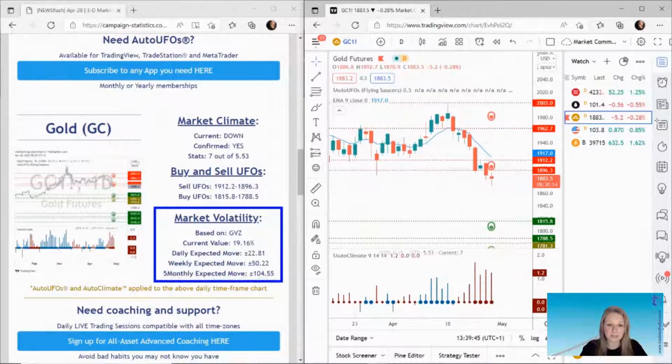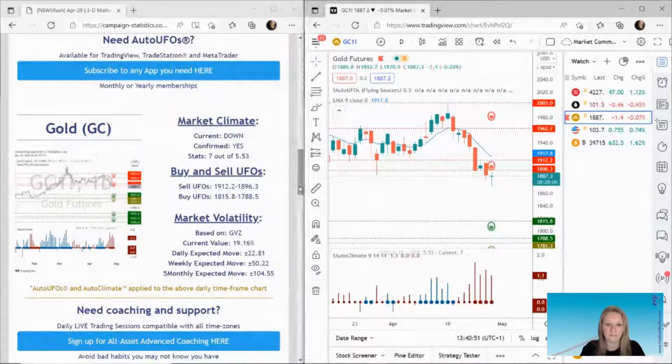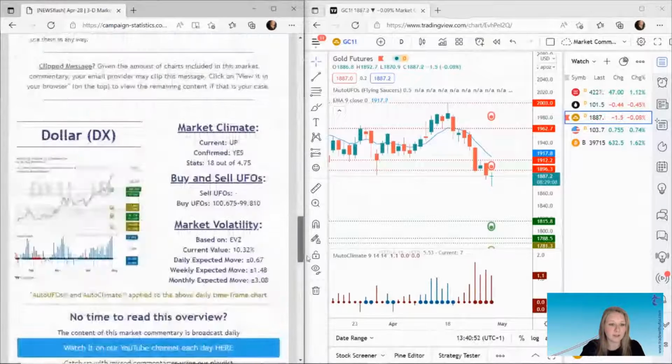In terms of volatility, we'd expect movement up or down in 1 year of around 19%. So in a day, that's 22 points. In a week, 50 points. And in a month, 104 points, either up or down. So that's gold. Okay. The next market is the US dollar.